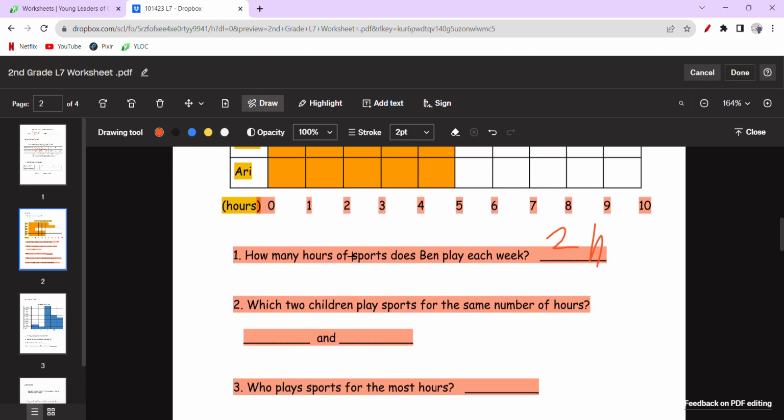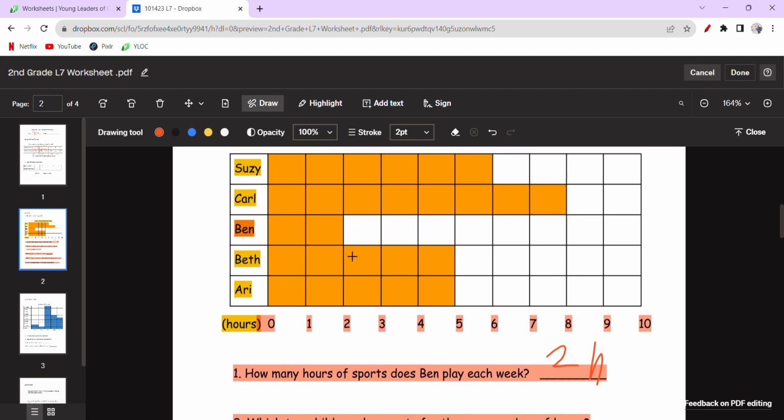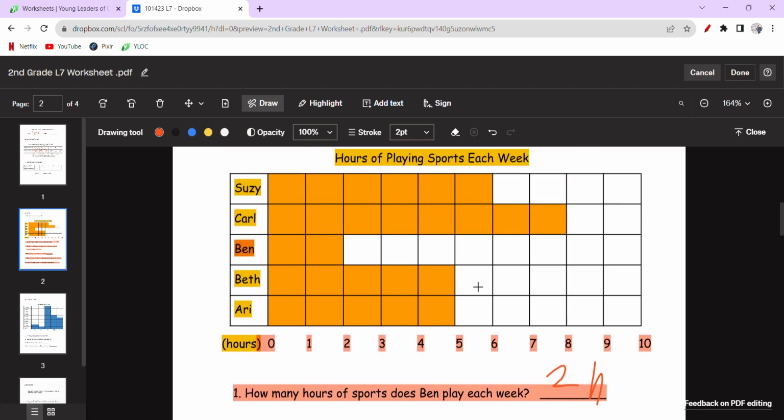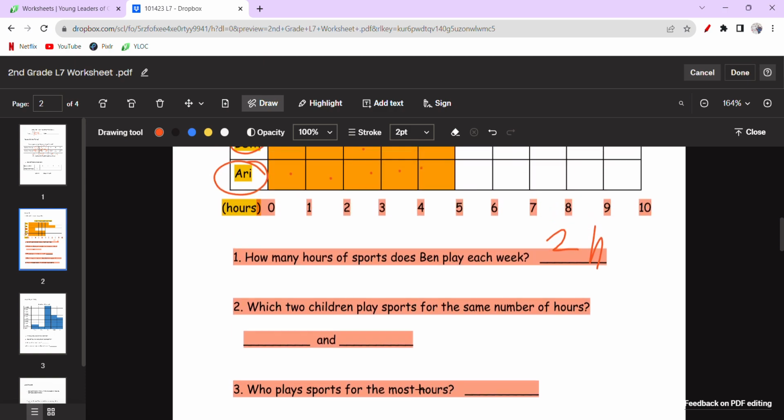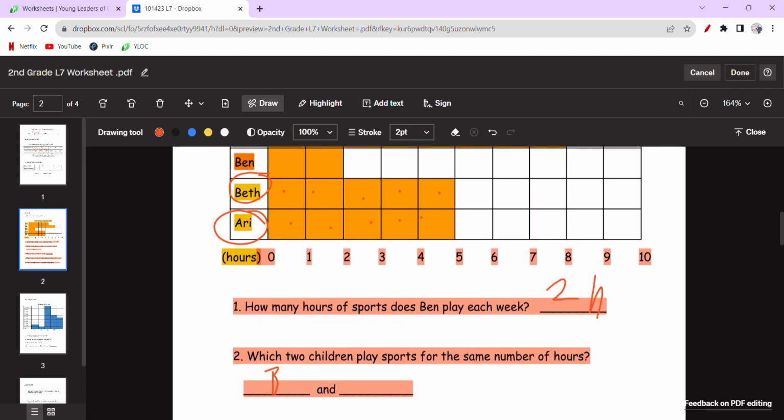Which two children played sports for the same number of hours? Okay, so we look here and we look at the orange boxes, and who here has the same amount of orange boxes? It would be Beth and Ari, right? So then let's count how many boxes they have. 1, 2, 3, 4, 5. 1, 2, 3, 4, 5. So we know that they both played 5 hours of sports, right? So it would be Beth and Ari.